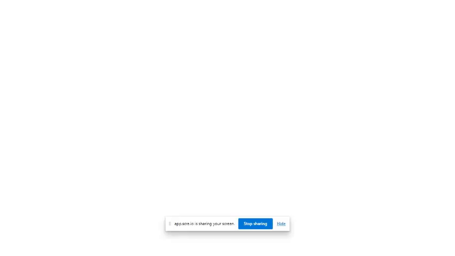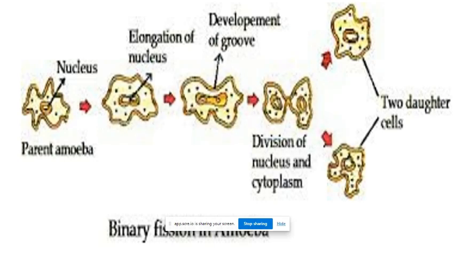We are going to see how this process of binary fission occurs in amoeba. So this is amoeba, where you have a parent organism. This is called parent amoeba. This parent amoeba first undergoes elongation of nucleus, which means there will be division of nucleus, that is termed as karyokinesis.